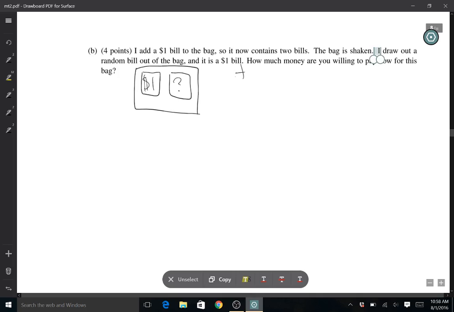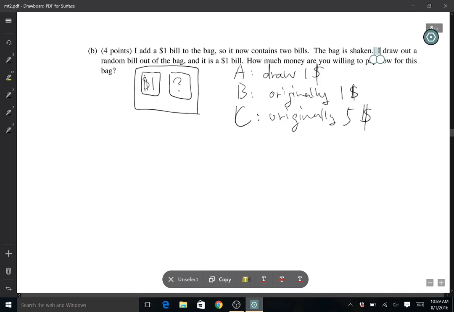So let's denote event A to be that your first draw is $1, and event B to be that originally there is a $1 bill. And C, the event that originally there's a $5 bill in the bag. So the probability that B would happen given A, we'll use Bayes' rule, our old friend.